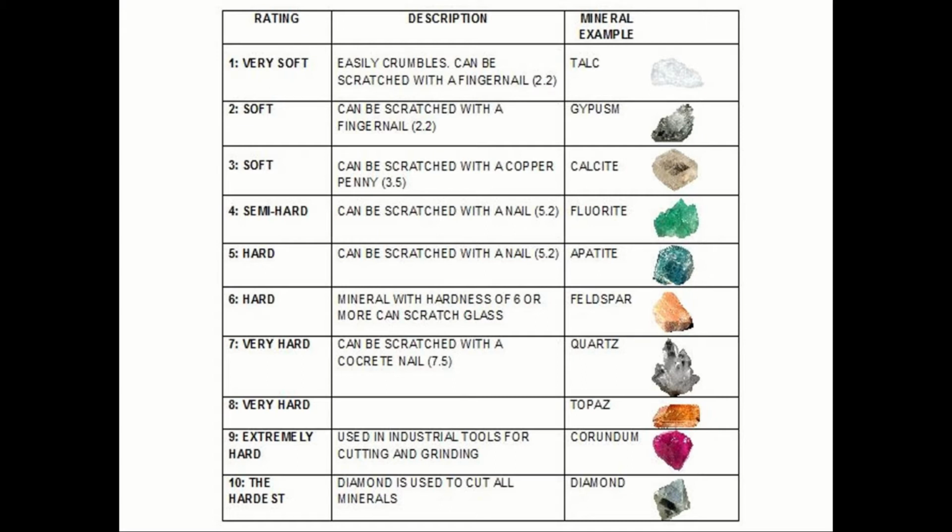From 1, it's very soft, so it easily crumbles and can be scratched with a fingernail. So it's talc. Okay, so the rest: 1 to 3 is soft, 4 is semi-hard, 5 to 6 is hard, 7 and 8 is very hard, 9 is extremely hard, and the hardest of them all is diamond. Okay, so diamond is used to cut all the minerals.